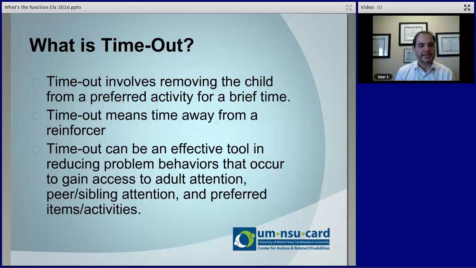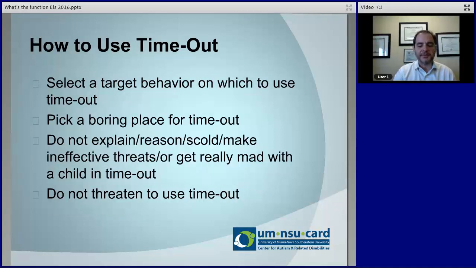Timeout, I think, gets a bad reputation. It gets used very loosely, with no oversight, and it probably gets used incorrectly sometimes. So timeout is an effective procedure if done correctly. Just consider how it's being done before you implement it. So what you want to do is pick a very specific behavior, pick a relatively boring place for timeout, and then don't explain. Don't reason, don't scold, don't make threats, don't get really mad. Just very matter of fact, remove the child and put them in timeout. Don't threaten timeout, just do it.